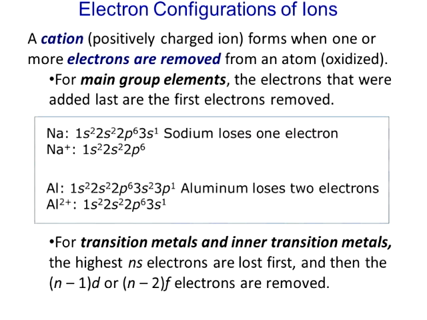Another example, aluminum. Aluminum would end with a 3p1. For losing 2 electrons from aluminum, for an oxidation state of +2, we would remove 1 electron from the 3p and 1 electron from the 3s to give you the aluminum +2 ion. Note that for transition metals and inner transition metals, the highest ns electrons are lost first, and then we follow with n-1 d or n-2 f electrons being removed.